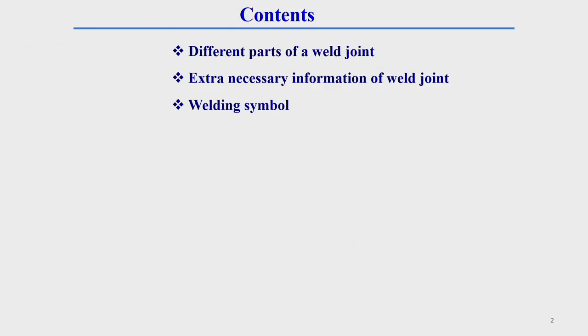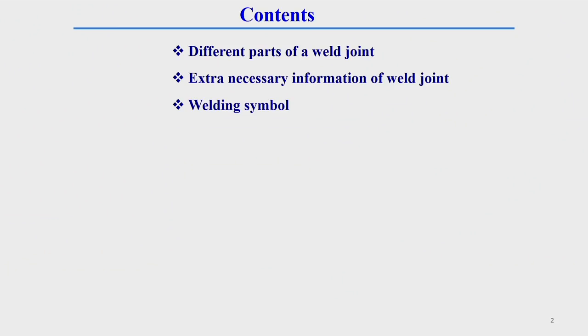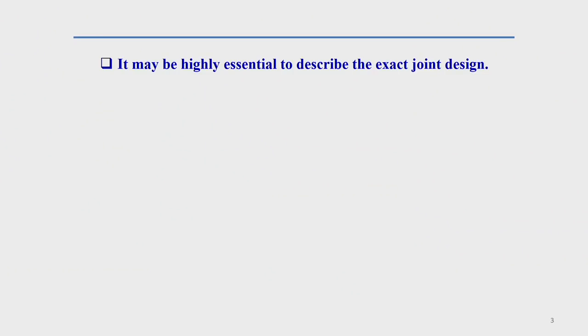Now we will see what the different parts of a weld are and how the welding symbol looks. So this is the content of the present lecture. Here I will discuss the different parts of a weld joint, then the extra necessary information of a weld joint. Apart from the parts of a weld joint, what other necessary information is required? And here I will also discuss what the welding symbols are and how they look for different types of weld joints.